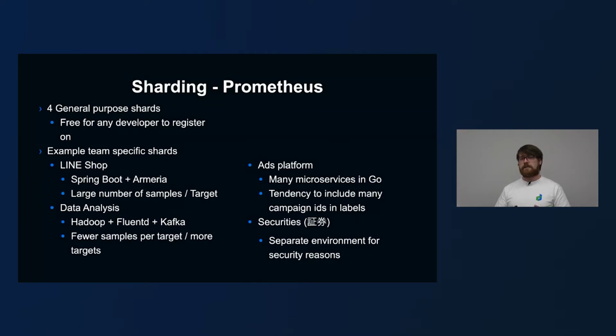In the case of Line Shop, they typically don't have a large number of targets, not too many different instances deployed, but each instance tends to have a very large number of samples, a large number of series. This is mostly because in Line Shop, there are many different internal API calls, and a lot of different URL routes that we're tracking. So Shop has its own usage pattern, and that's why it has its own shard.